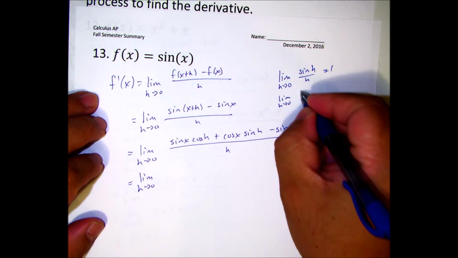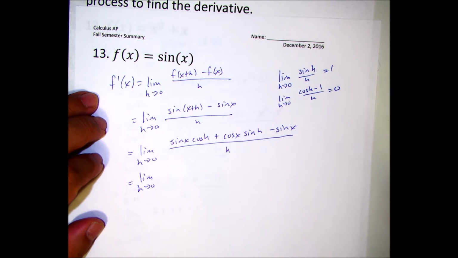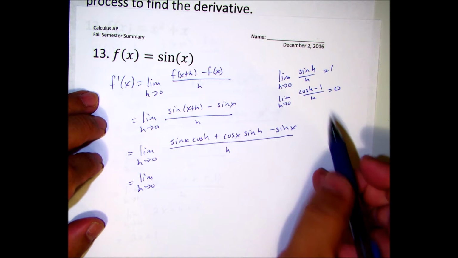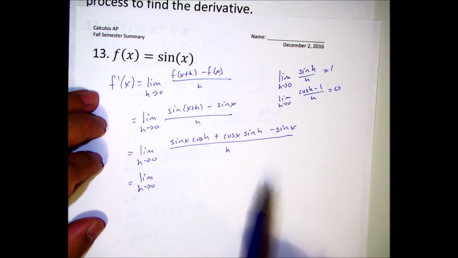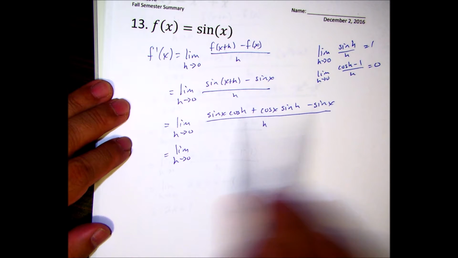And the limit as h goes to 0 of cosine h minus 1 over h, that's 0. Or I can have the other, 1 minus cosine h. Same idea. Alright, so we're looking for those two. We see that there's a sine x common between these two, so I'm going to group those together.